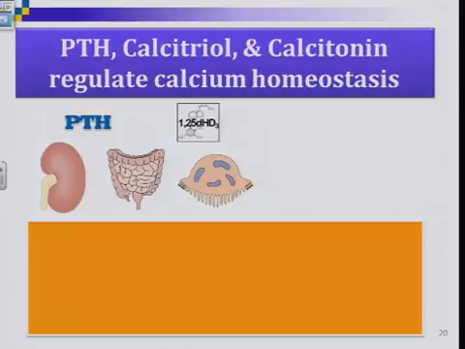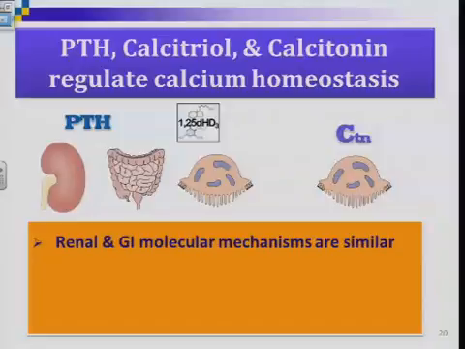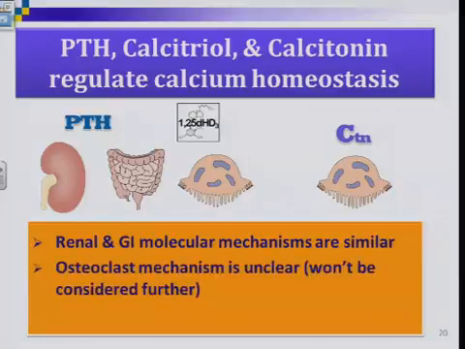Parathyroid hormone and calcitriol work in the kidneys, the GI, and the osteoclasts. Calcitonin works strictly on the osteoclasts. Okay. So the molecular mechanisms in the GI and in the kidney are pretty much the same, so we'll just go over the one. We're just going to go over kidney.